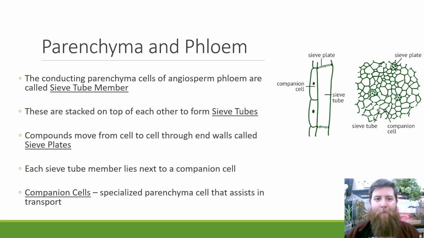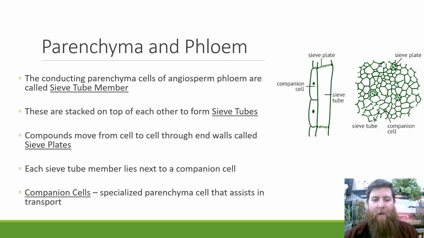Parenchyma in phloem. Conducting parenchyma cells are called sieve tube members. Once again, they're like the elements. There's a whole bunch of them together that make up the main chunk. The chunk that they make up is called a sieve tube. So a whole bunch of sieve tube members together makes a sieve tube. Compounds will move from one cell end to the next cell end through things called sieve plates. And you can see a picture of both what they look like up here and then what they look like microscopically up there.